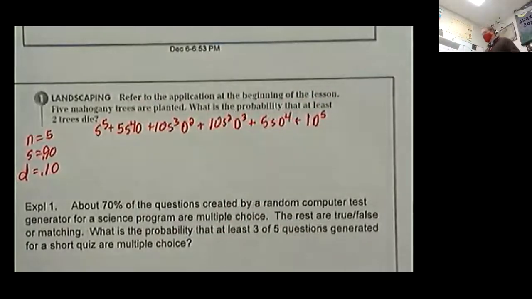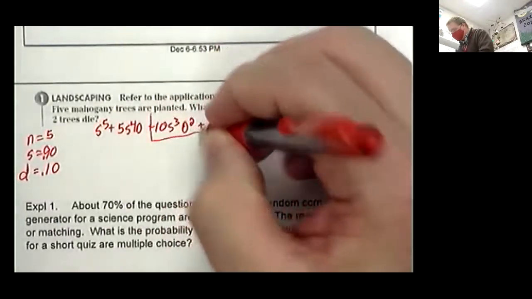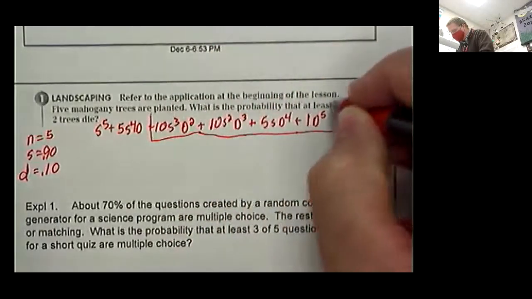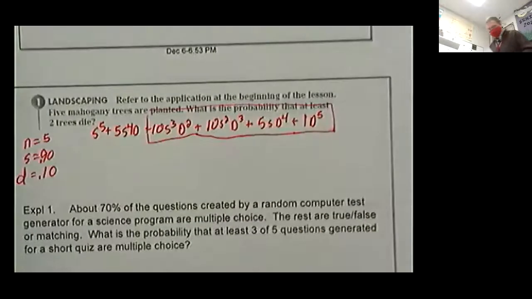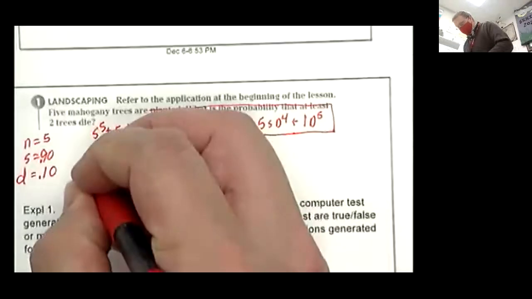Now, what do we want? We want the probability that at least 2 trees die. Well, if at least 2 trees die, that means we're looking at 2 trees die, 3 trees die, 4 trees die, and all 5 trees die. We're going to plug in the numbers for that. That's going to go like this.